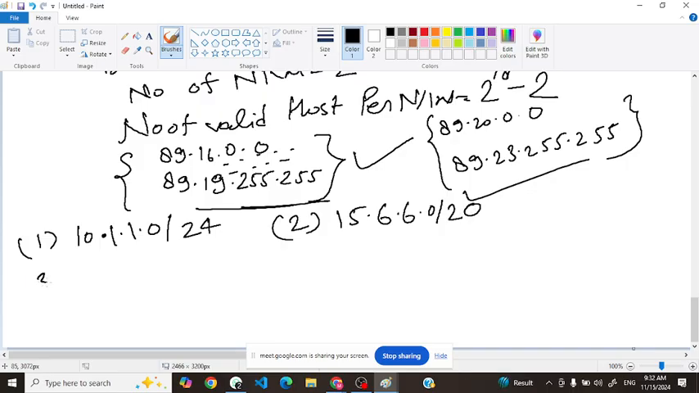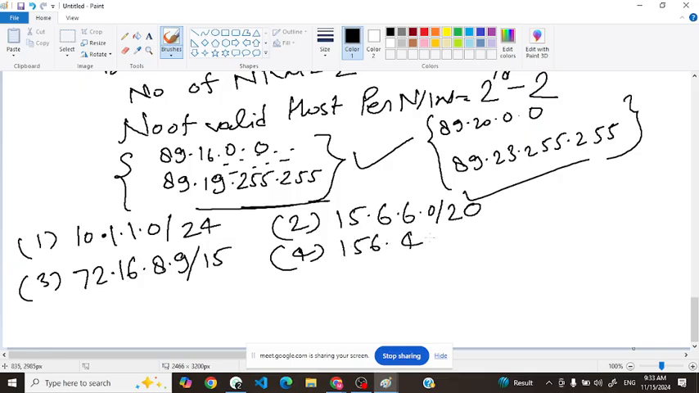Write down these questions quickly. The second question is 72.16.8.9, right?